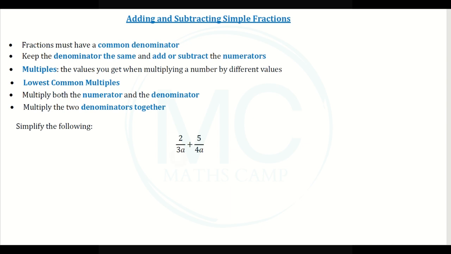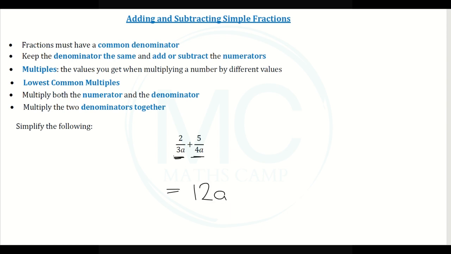Here we have 3a and here we have 4a. Both denominators include a variable of a. So if we multiply by a, we get a squared. We don't want to do that. We need to consider the coefficients of these variables, which are 3 and 4. And they are the values that we multiply together. So in this case, 3 multiplied by 4 gives us a new denominator of 12a.